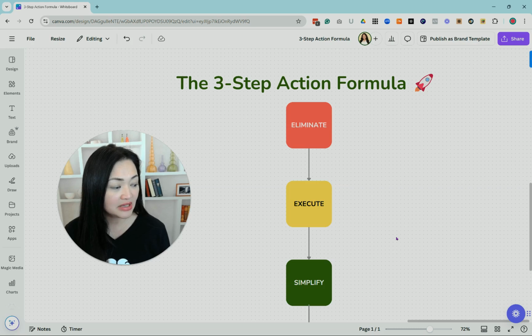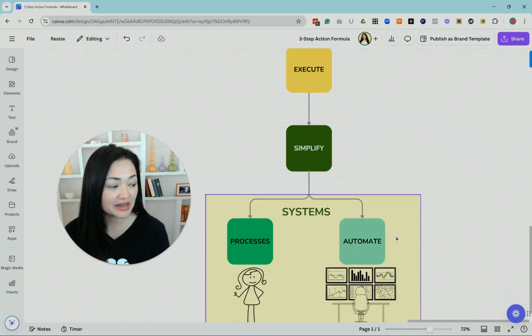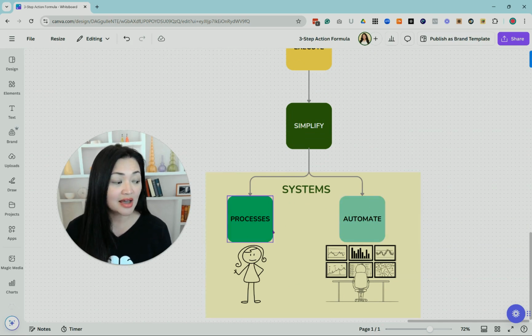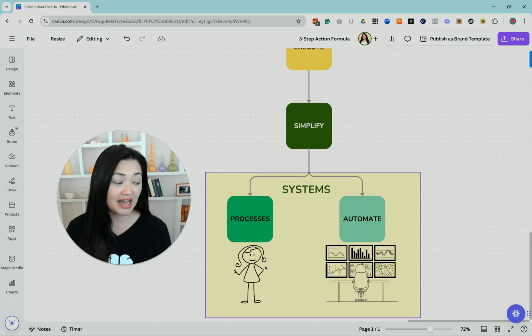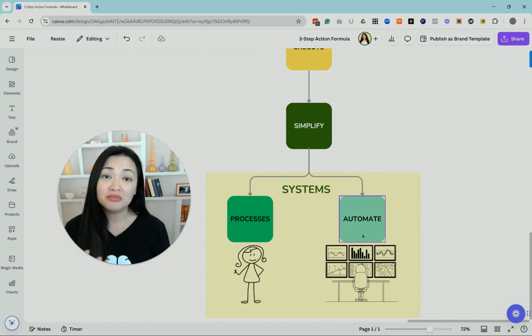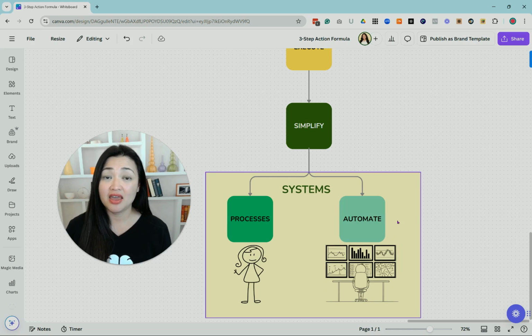And what simplify means is it involves systems. Systems such as processes and automation. Processes are repeatable steps done by human beings. Automation, or automate, means repeatable steps done by technology. Think AI, ChatGPT, or apps. Any technology that helps you do things so you don't have to be physically present to do them.